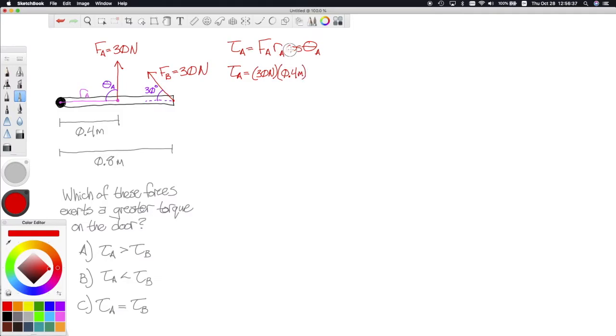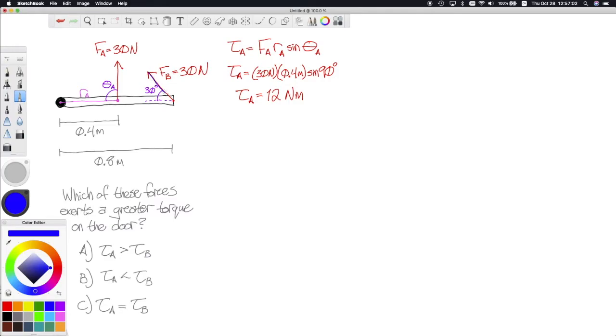And I made a mistake. This should be a sine, not a cosine. My apologies. Times the sine of our angle, which is 90 degrees for this one. And if we plug all of that in to our calculators, we end up with an answer of 12 newton meters worth of torque for force A.